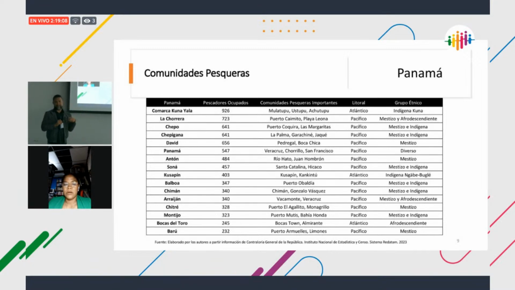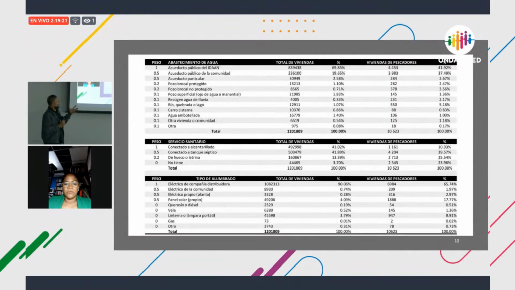Then we have Guna Yala and Bocas del Toro. Colón, that is also a port area because of its condition, coming out of the canal. It was for commerce and not for the fisheries.